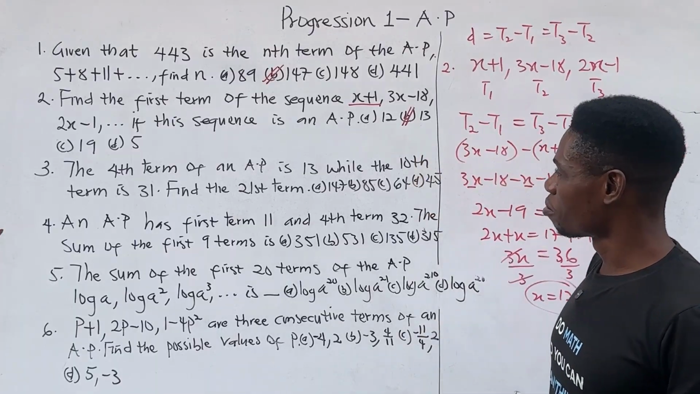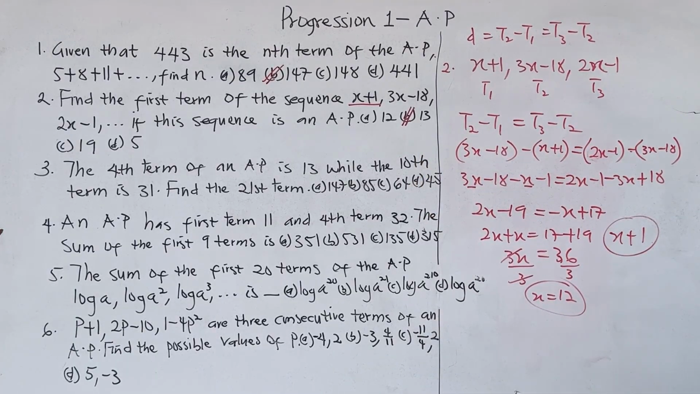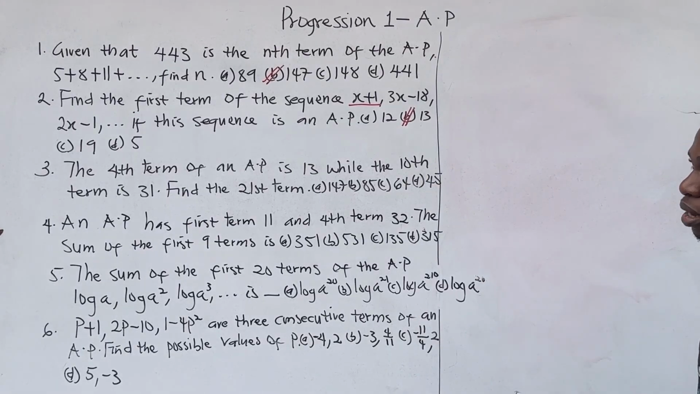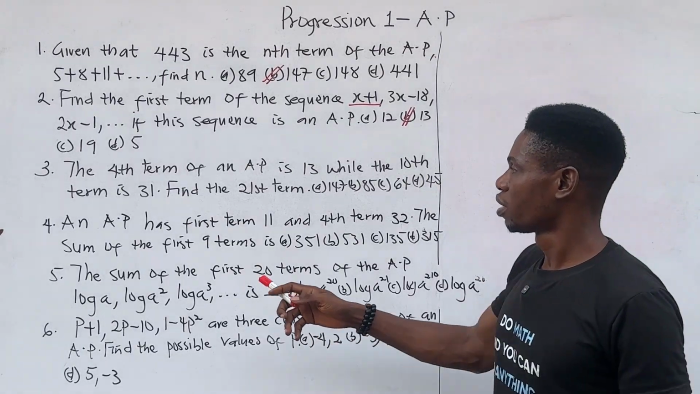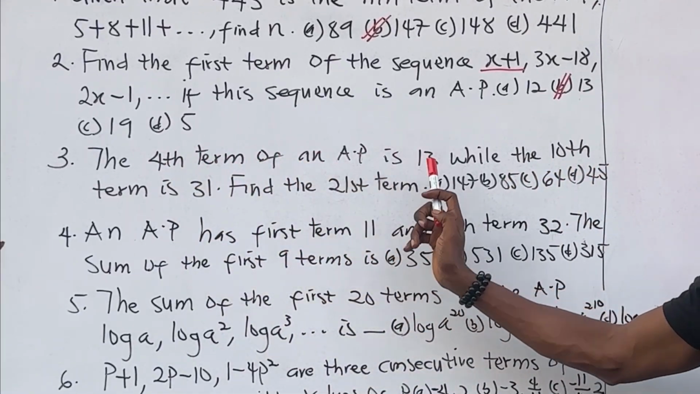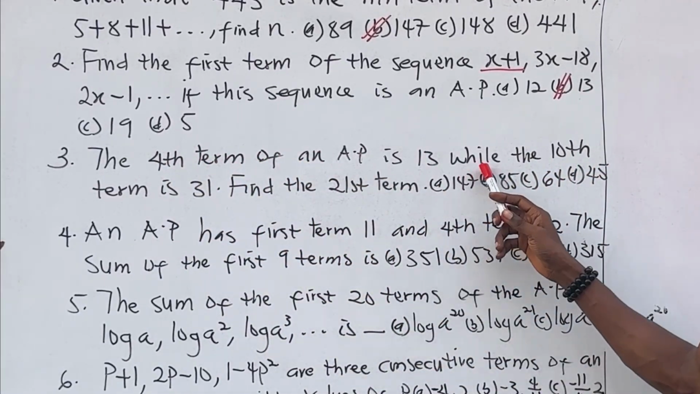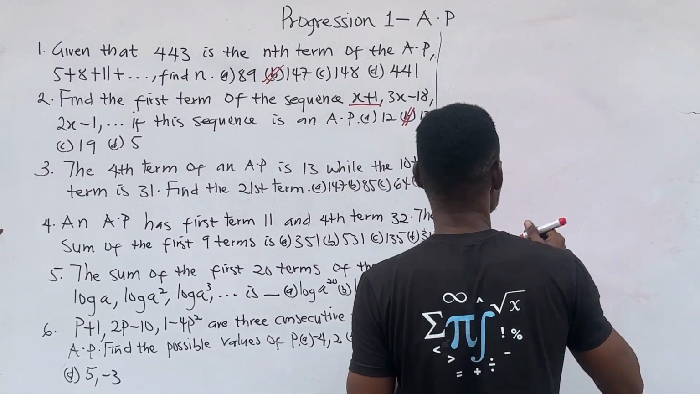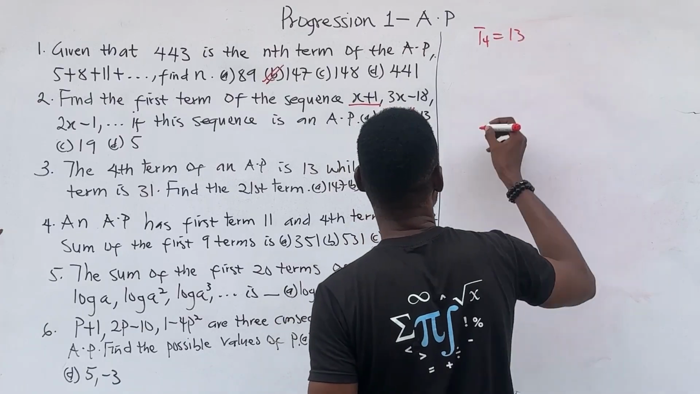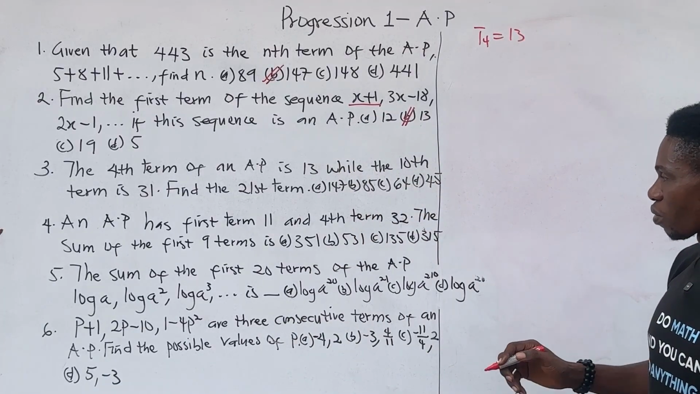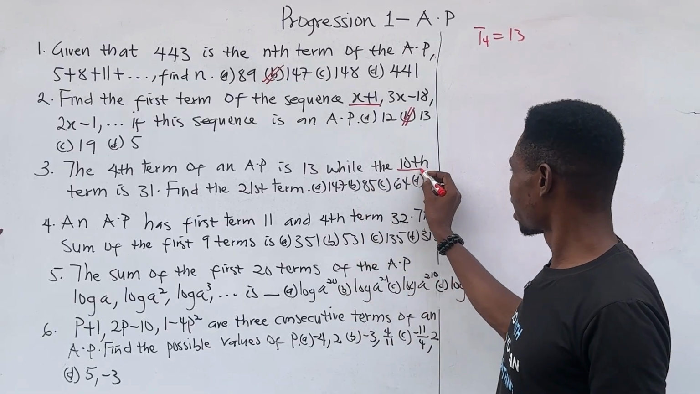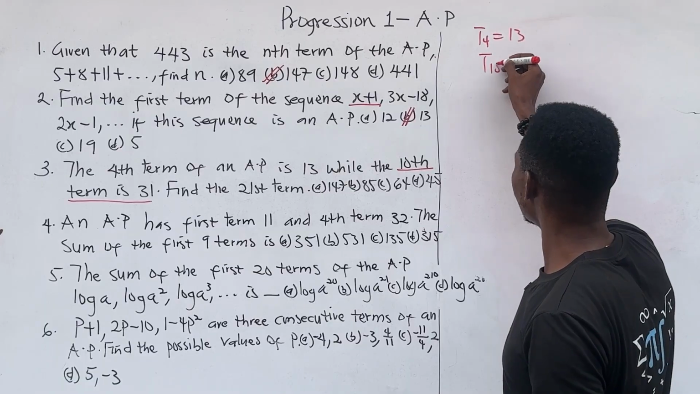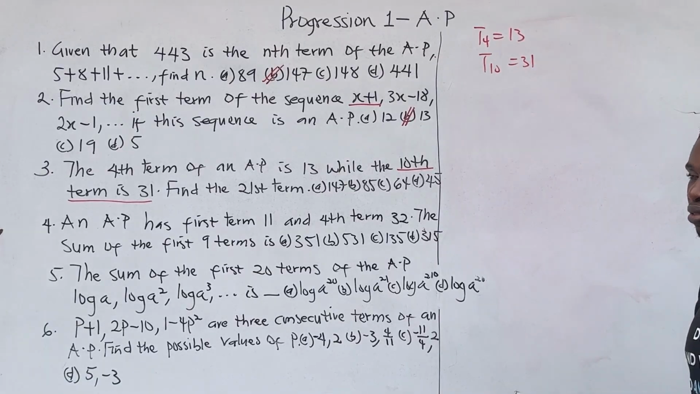Let's proceed. For number 3, let me rub the board before. Okay, so let's analyze number 3. The question says, the fourth term of an AP is 13. That's the fourth term. While the 10th term is 31. So let's put it together. The fourth term, T4, is 13. And the 10th term is 31. So T10, the answer is 31.